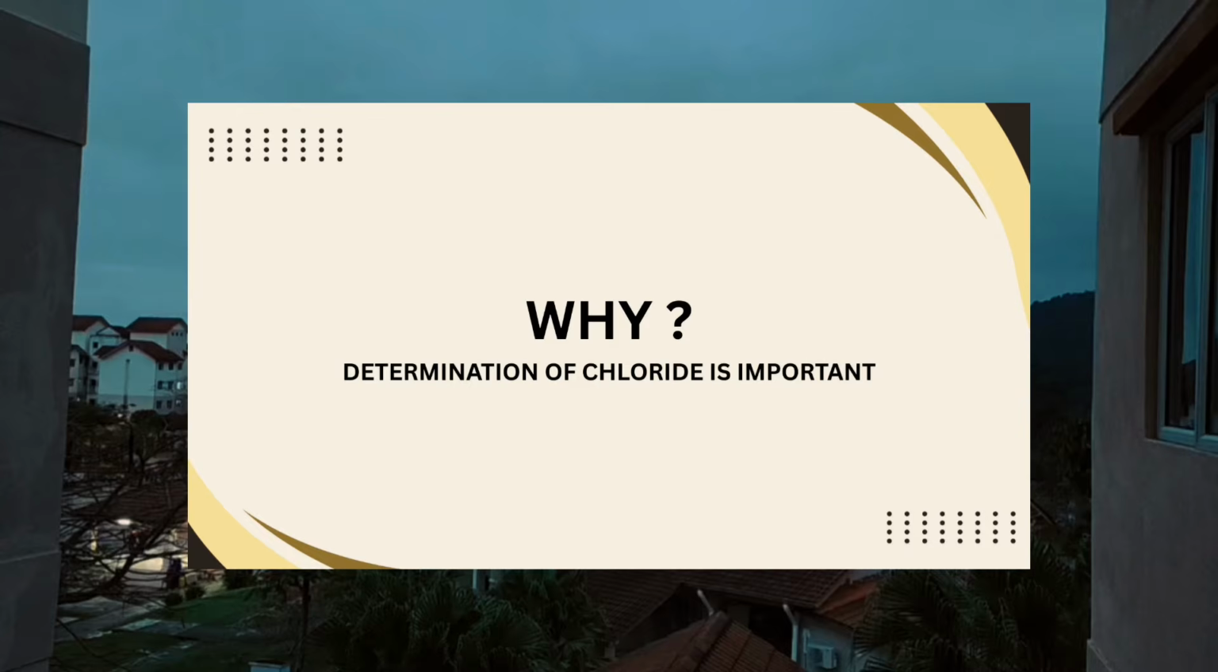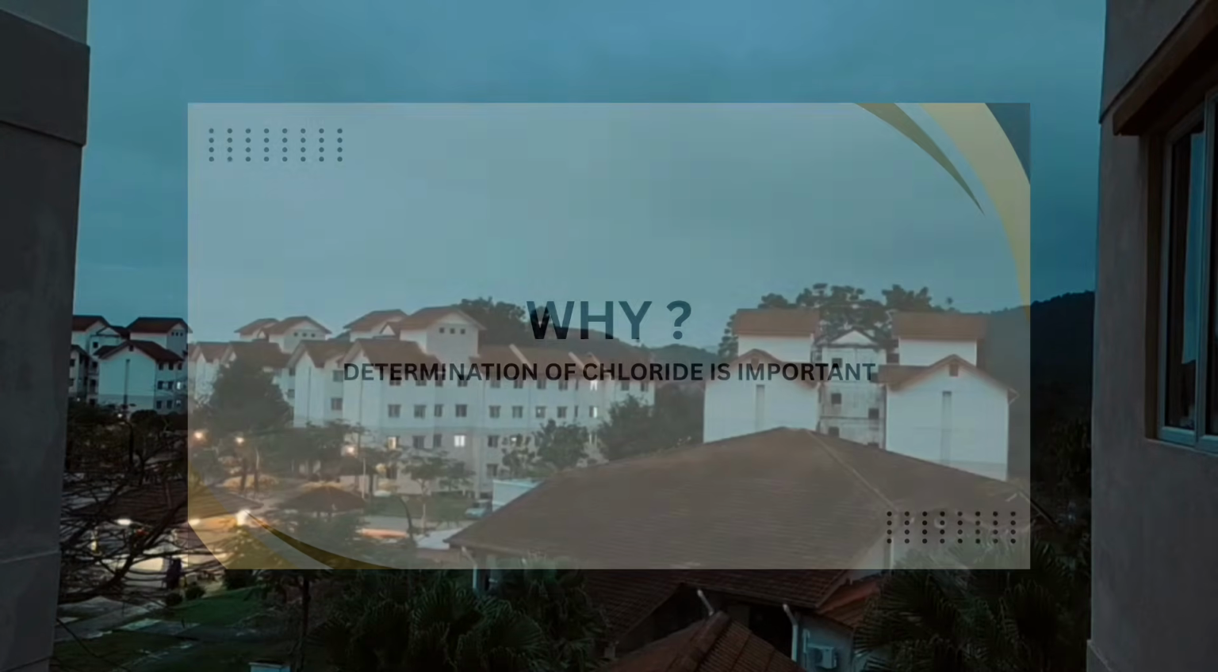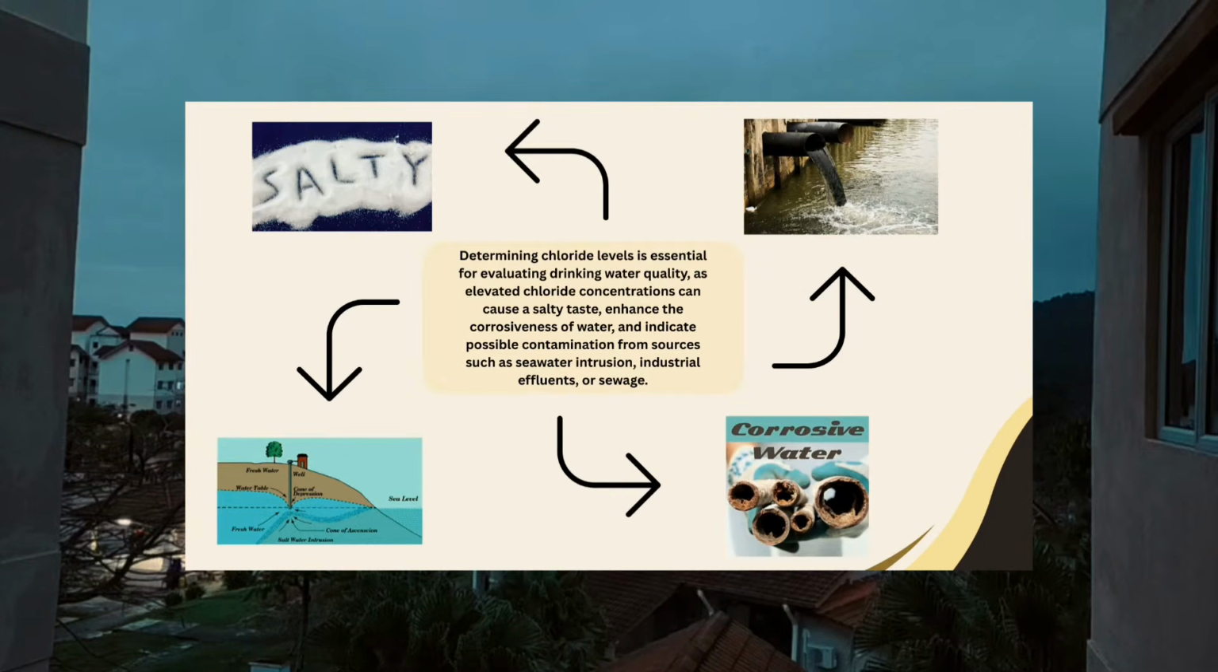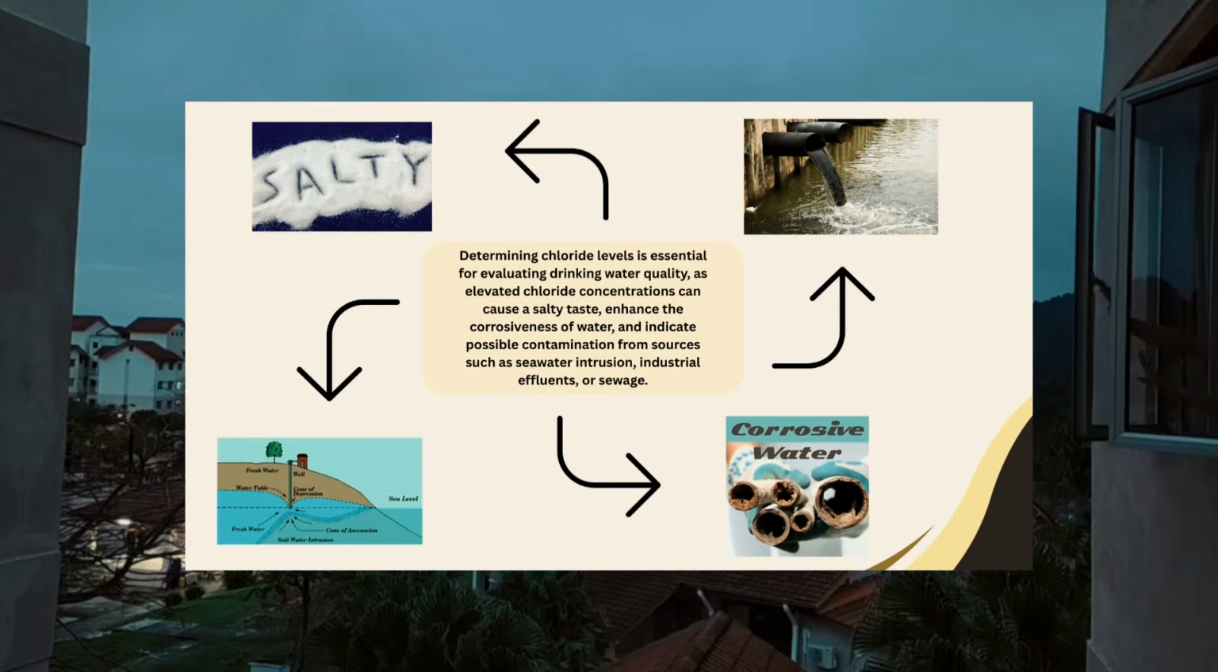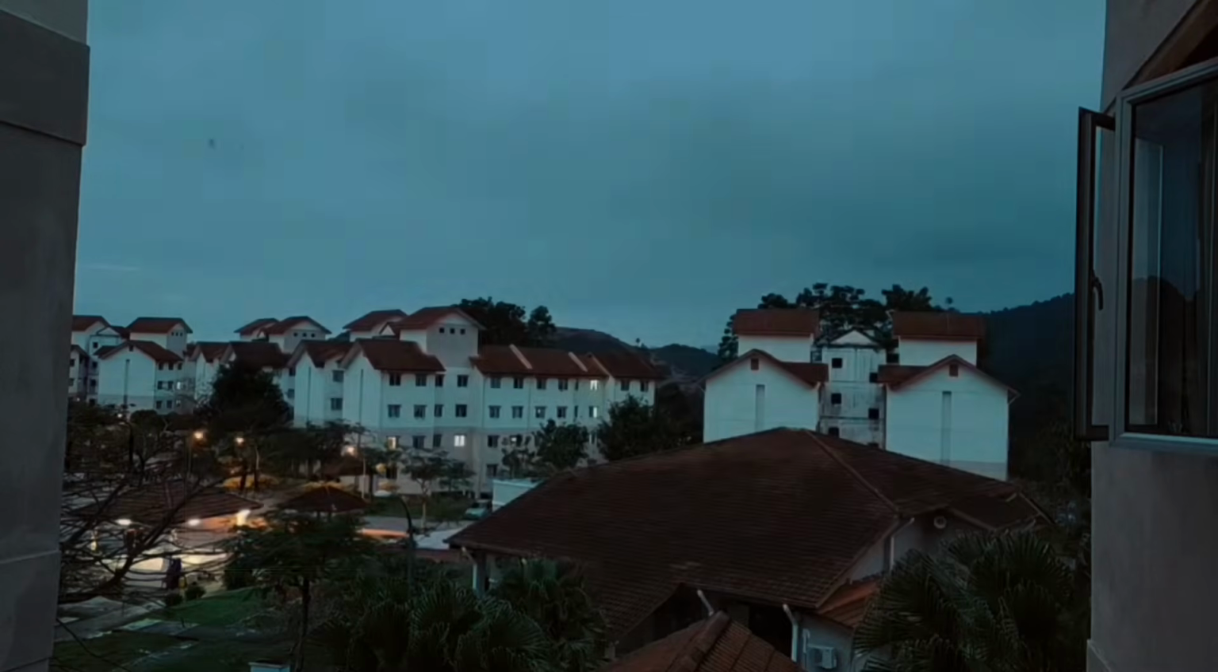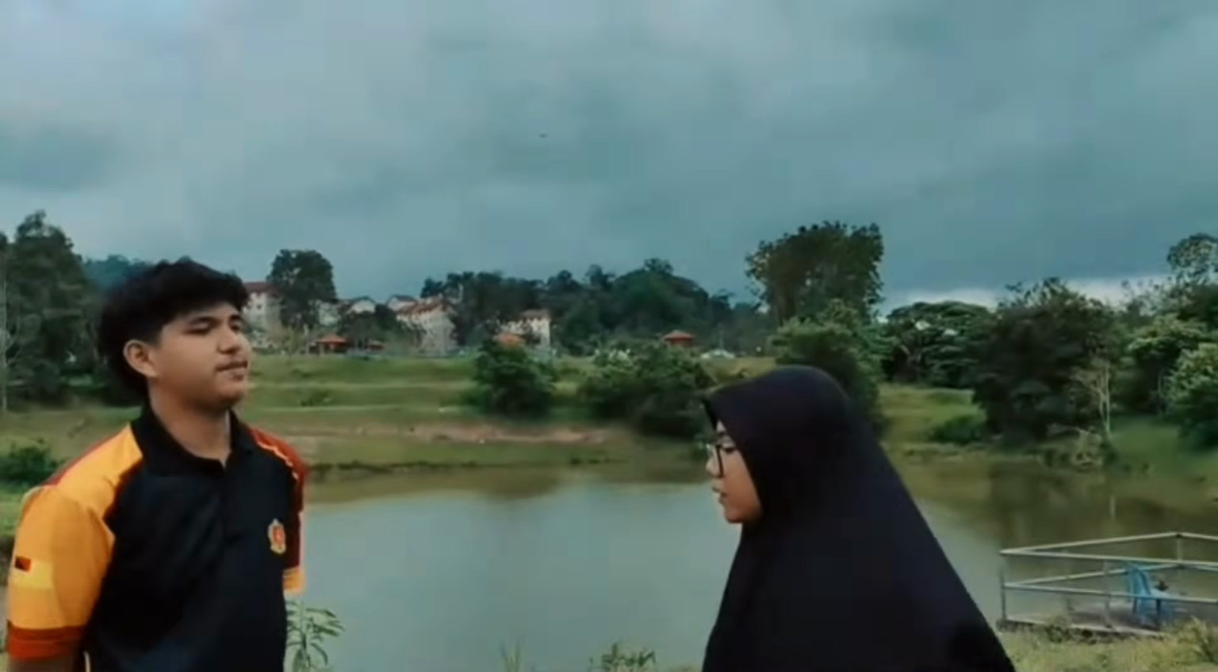Why is the determination of chloride important? Determining chloride level is essential for evaluating drinking water quality, as elevated chloride concentration can cause a salty taste, enhance the corrosiveness of water, and indicate possible contamination from sources such as seawater intrusion, industrial effluents, or sewage. That's all about the application of gravimetric analysis.